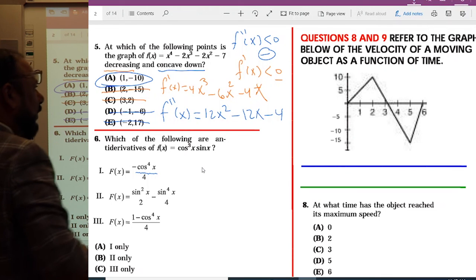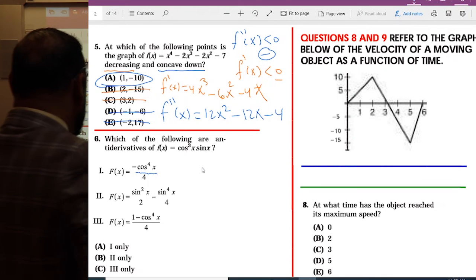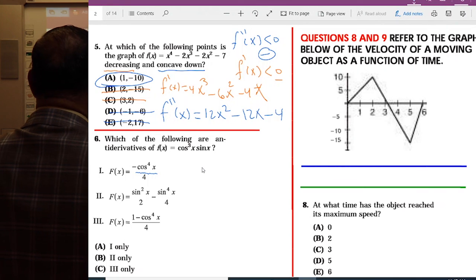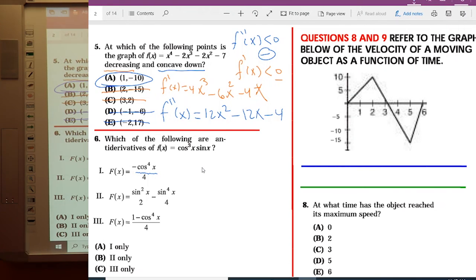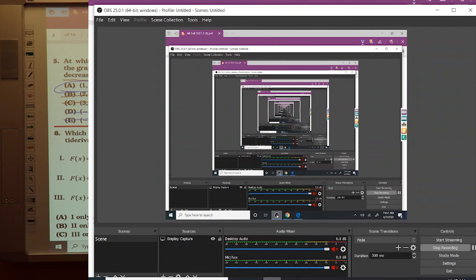Now, number 6. It asks which of the following are the antiderivative? I'm going to stop at number 6 for today.